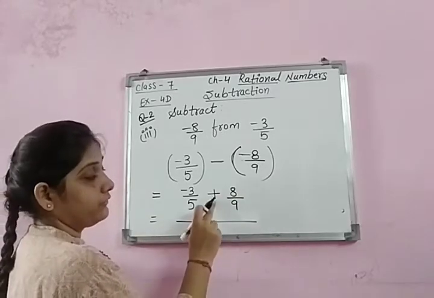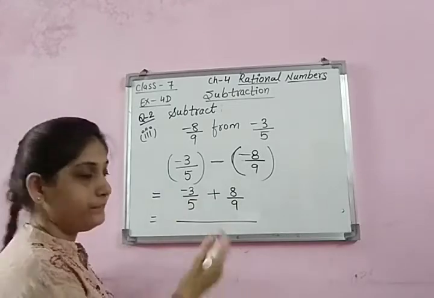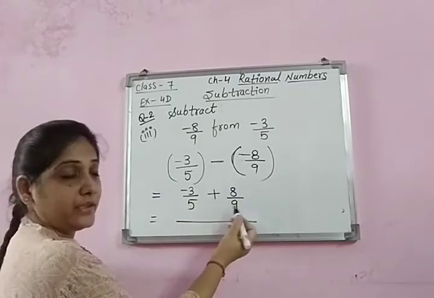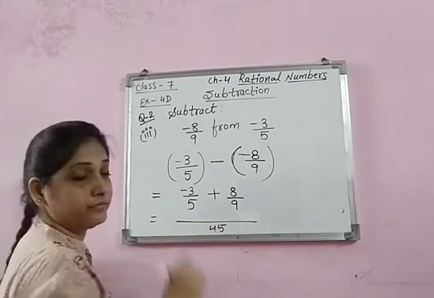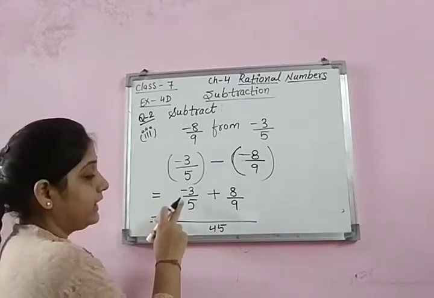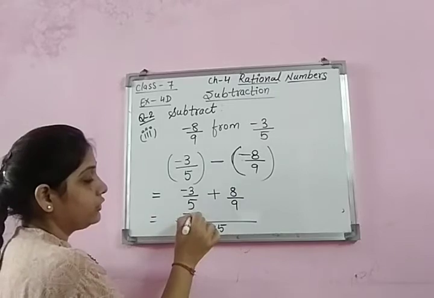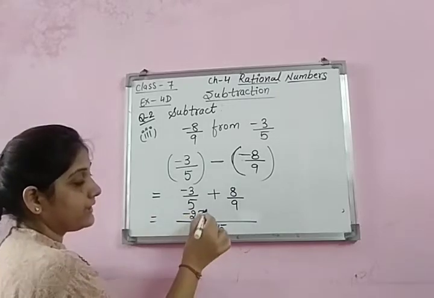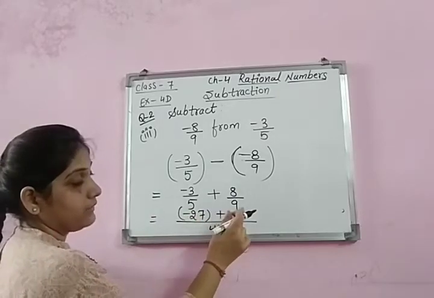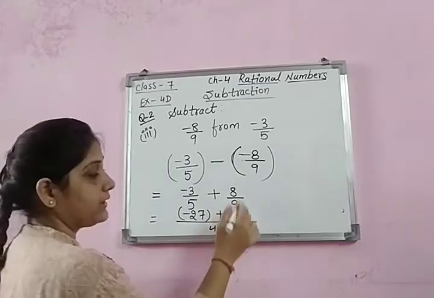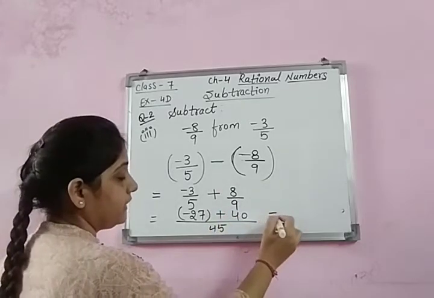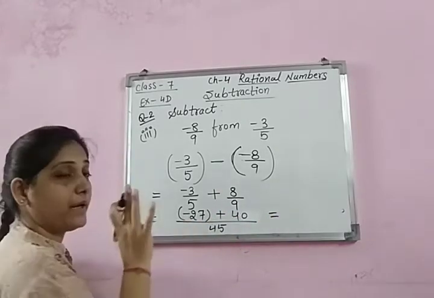So now you know if there is an addition sign, how to add. Take the LCM of 5 and 9. It will be 45. 5 9s are 45. And divide by 5: 5 9s are 45, and 9 3s are 27. So minus 27, plus 9: 5 times, and 5 8s are 40. Now plus 40 and minus 27.